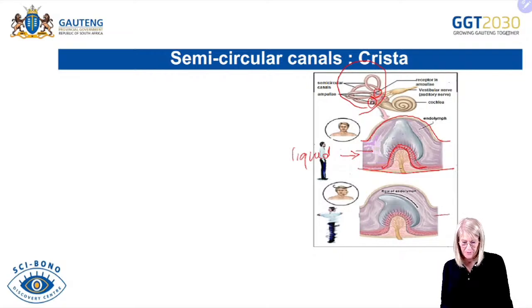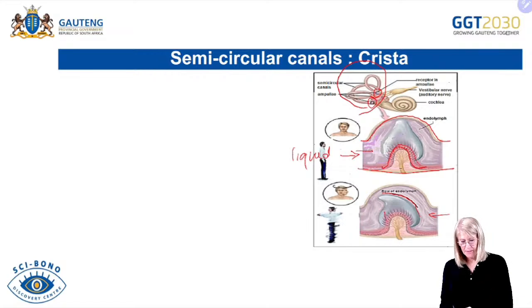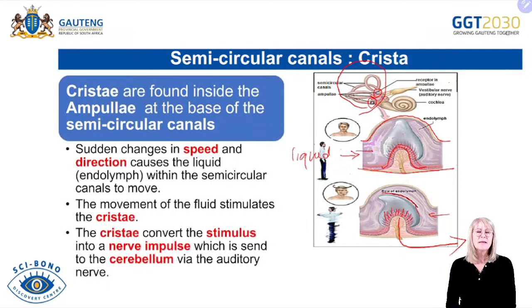this diagram here shows it this way, where my little jelly cap is now bent over. As soon as that happens, it triggers an impulse in the little cells embedded in that jelly cap. And that impulse is then going to go via the auditory nerve to the cerebellum. Okay, so the cristae, we said, are found inside the ampullae.